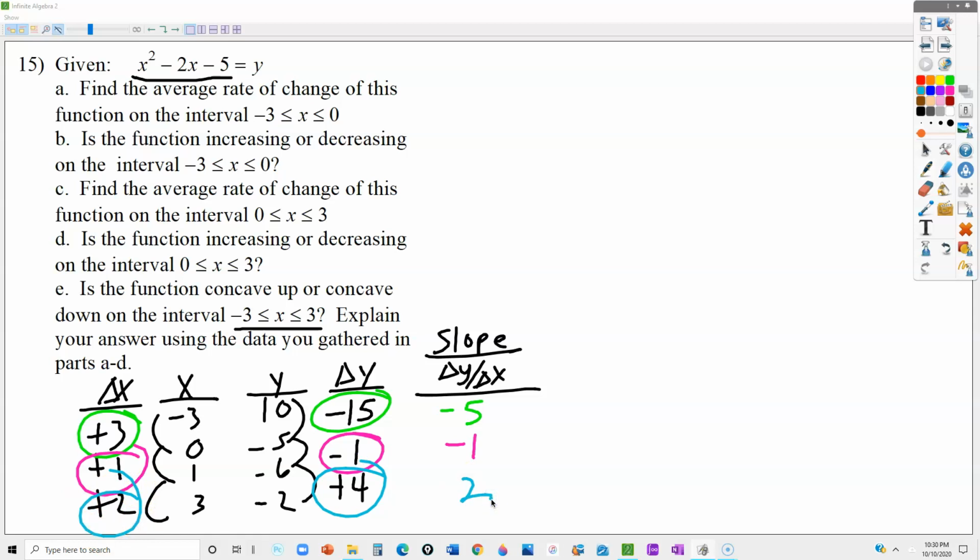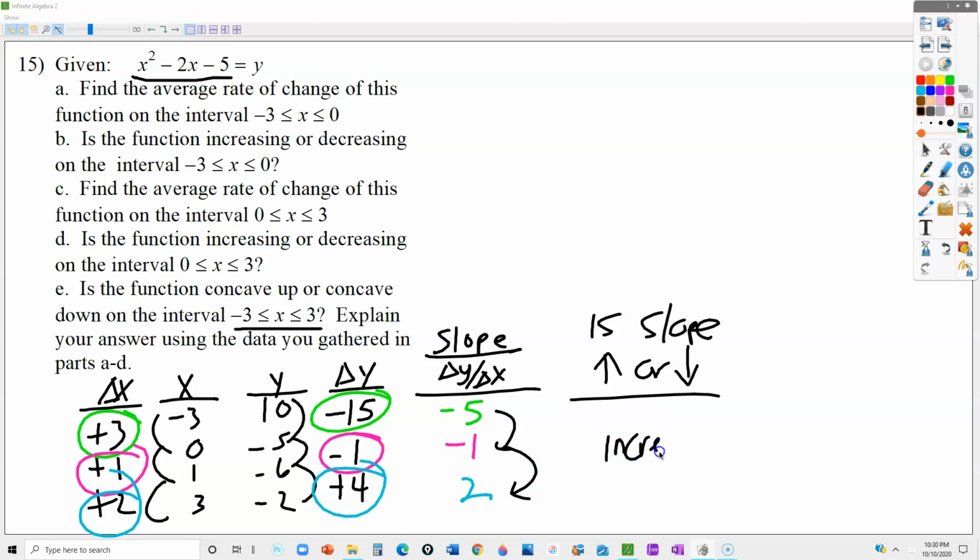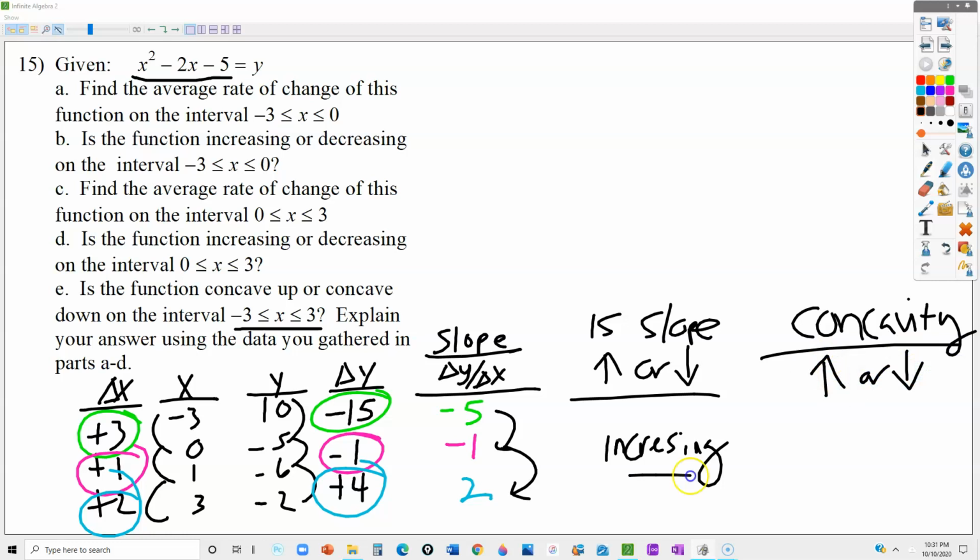Okay, so then the next thing we do after we find those slopes is we ask ourselves, is the slope increasing or is the slope decreasing? Well, as you can see, I'm going from negative 5 to negative 1 and then to positive 2. My slopes are increasing. And when your slopes are increasing, that tells us something about the concavity. So our last thing is to decide, is it concave up or down? Since my slopes are increasing, that means it's concave up. And that's my final answer.